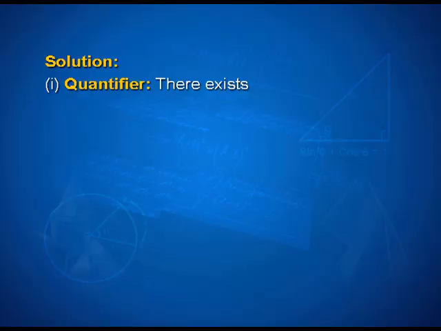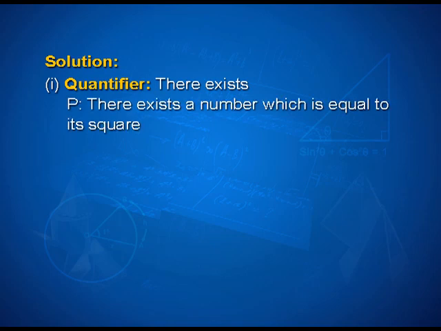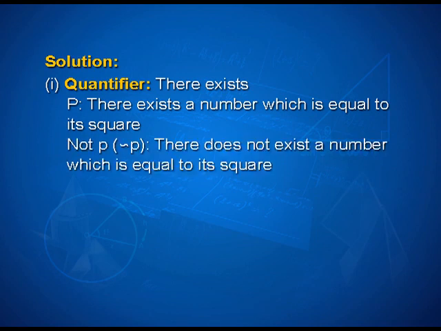First, quantifier here is there exists. P: there exists a number which is equal to its square. Not P is: there does not exist a number which is equal to its square.